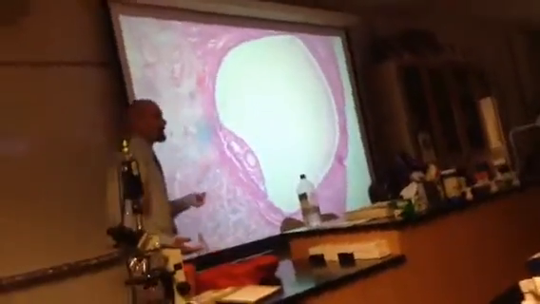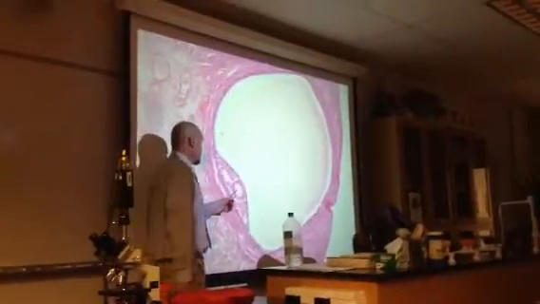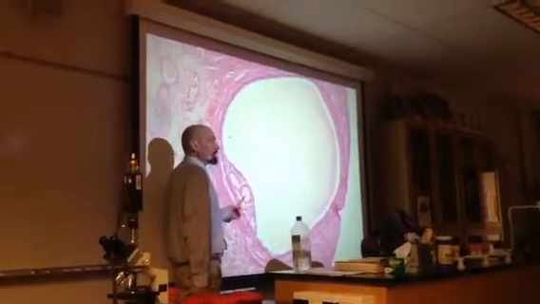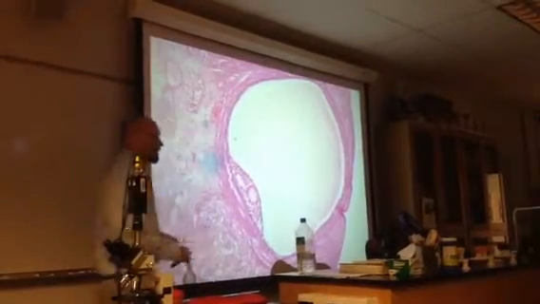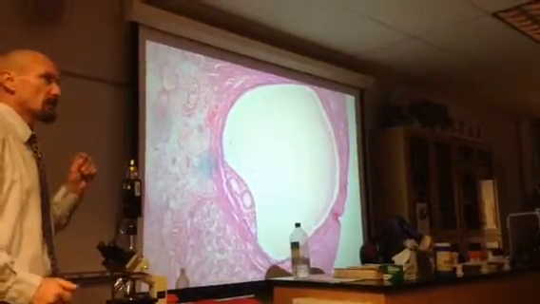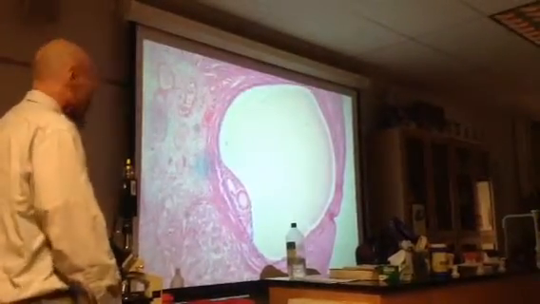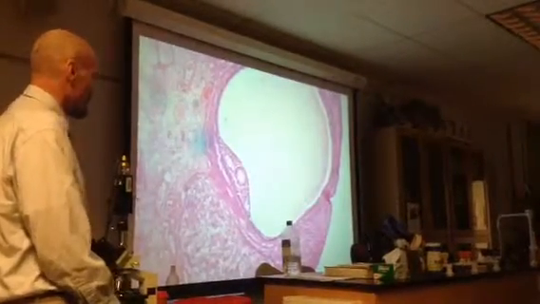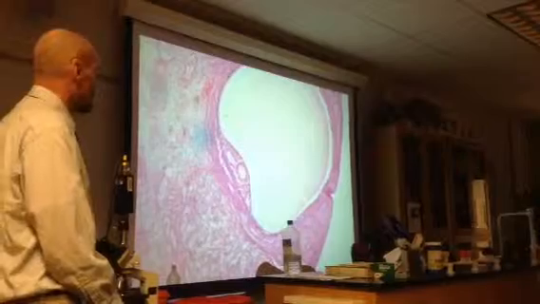oocyte. And again, for our purposes, we could say one of two choices for that, primary or secondary, depending on how close. It doesn't finish meiosis 1 until right at ovulation. So what actually gets ovulated is the secondary oocyte, but if you don't actually see it expelled, you don't really know.